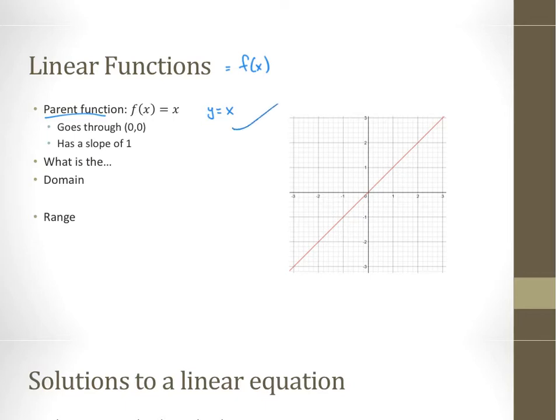This is what the parent function looks like. Okay, it goes through the point 0, 0, and it increases up 1 over 1, up 1 over 1. So it has a slope of 1. It's written over here as well.